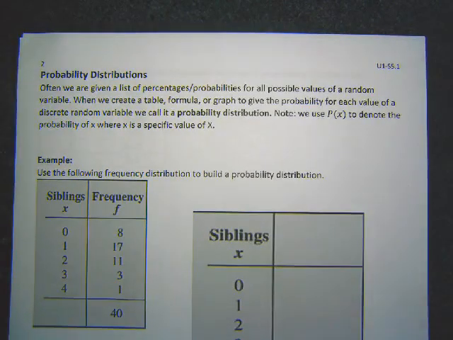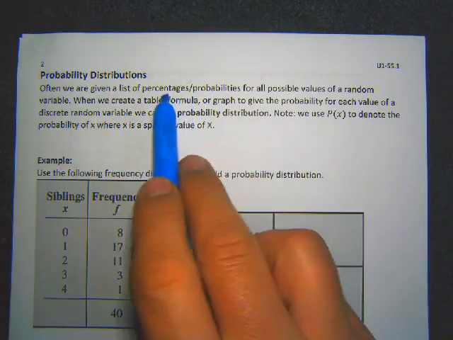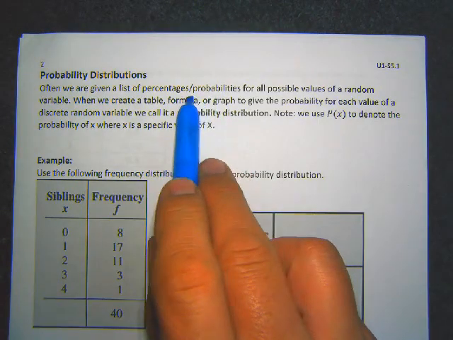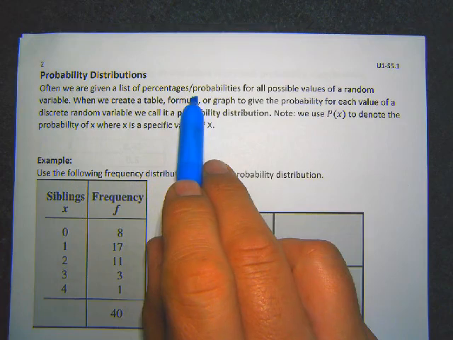A probability distribution is a way to present all the different results that you can get for a variable, and then the likelihood of those different results. So we're going to use a probability distribution. We use percentages or probabilities, and this is something you'll see the rest of the semester. Percentages and probabilities, there's a strong relationship there.